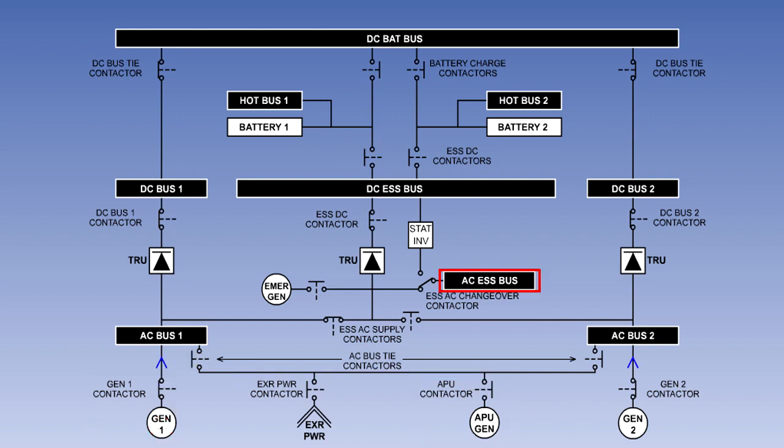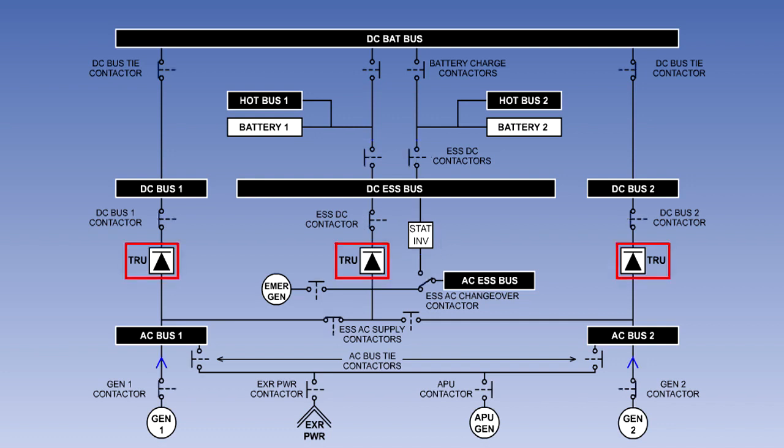The AC essential busbar can be supplied from a number of sources. It is normally supplied from AC busbar 1. But it can be supplied from AC busbar 2. If neither of these busbars is available, then the emergency generator, driven by a hydraulic motor, supplied from the aircraft's hydraulic system, can be used. Finally, if hydraulic power is not available, the static inverter supplied by the batteries through the DC essential busbar can be used to power the essential AC busbar.